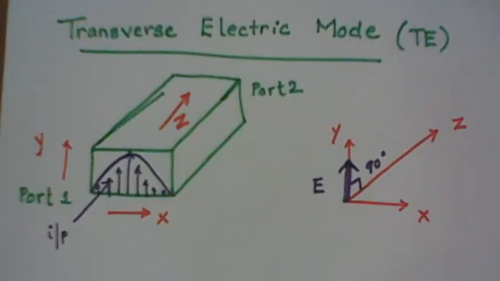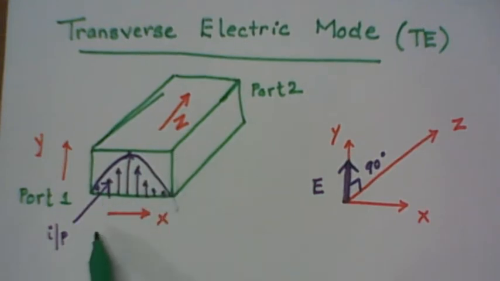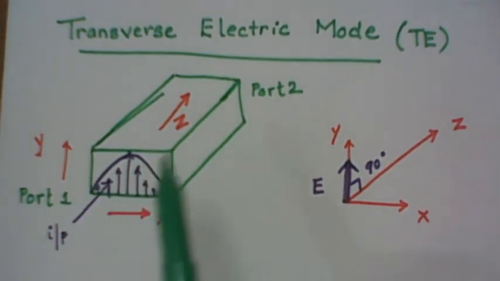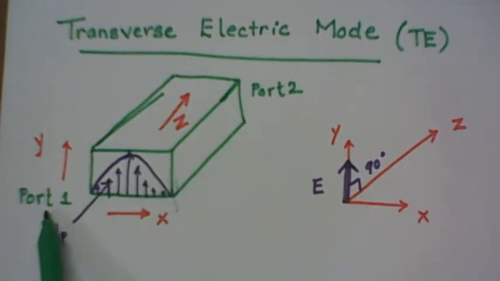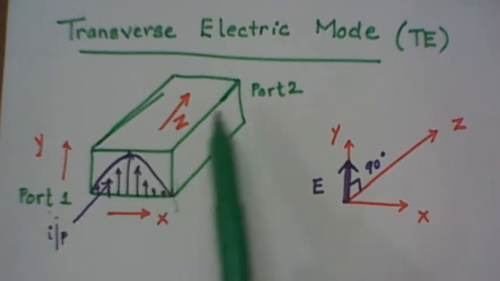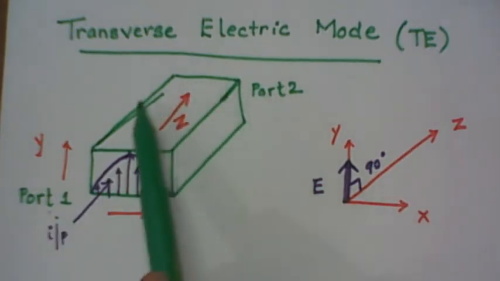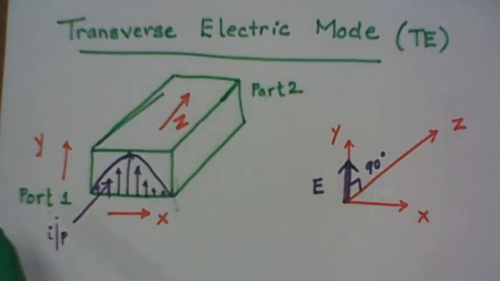This says that this is my waveguide. This is my rectangular waveguide. This is my port 1 and this is my port 2. Say from port 1 towards port 2, the signal that is moving from port 1 towards port 2, I represent that as Z, and I can say that Z is my direction of propagation.